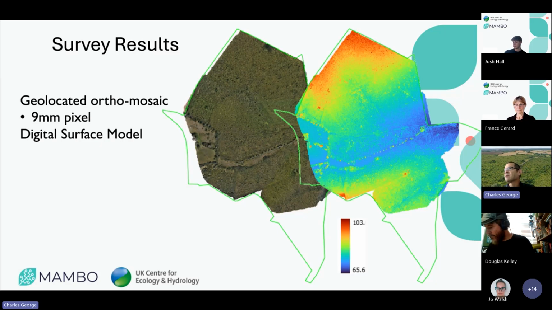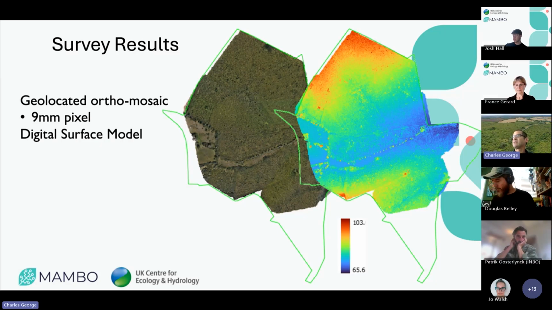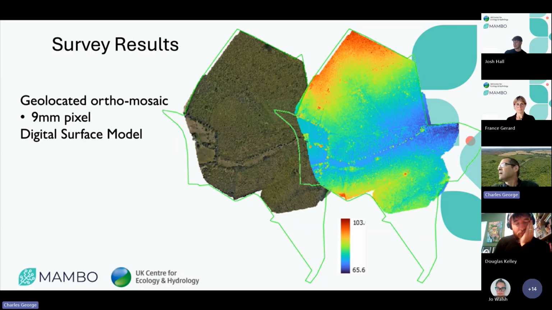These are some of the results. In the middle there, that's a geolocated orthomosaic, and we're looking at 9mm for each pixel. So there's actually quite a lot of detail. And then on the right, you've got the digital surface model. You can see the blue area in the middle is a very small stream running through there. So it's like a valley, lower than the edges. But you can also see that individual plants or trees are picked out as well.